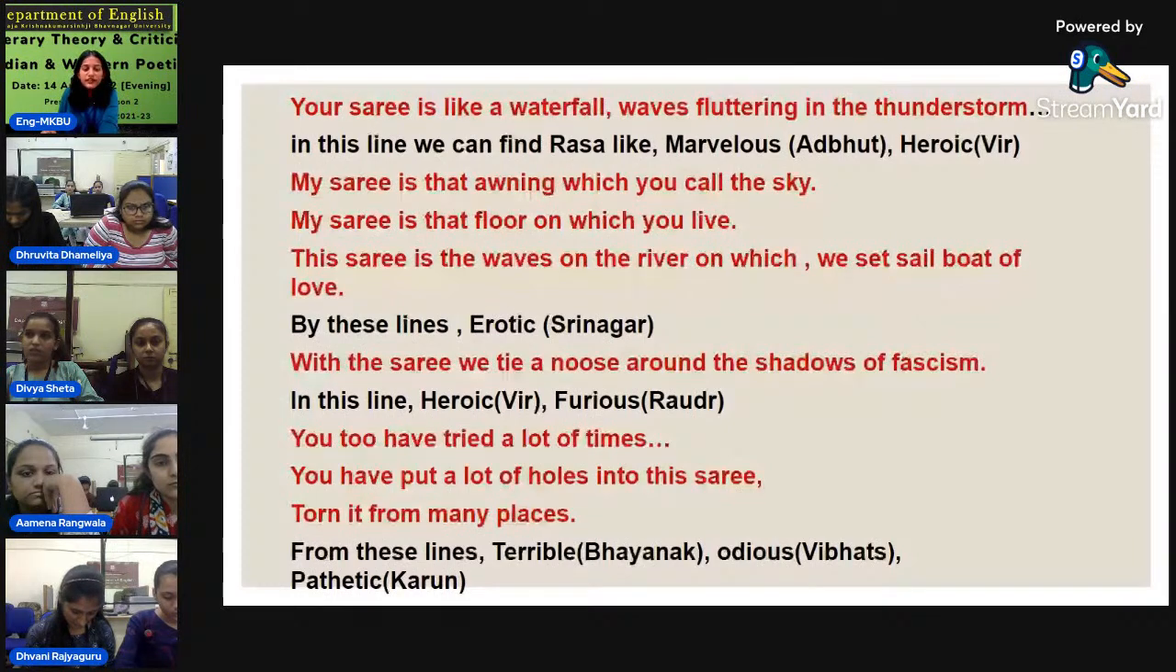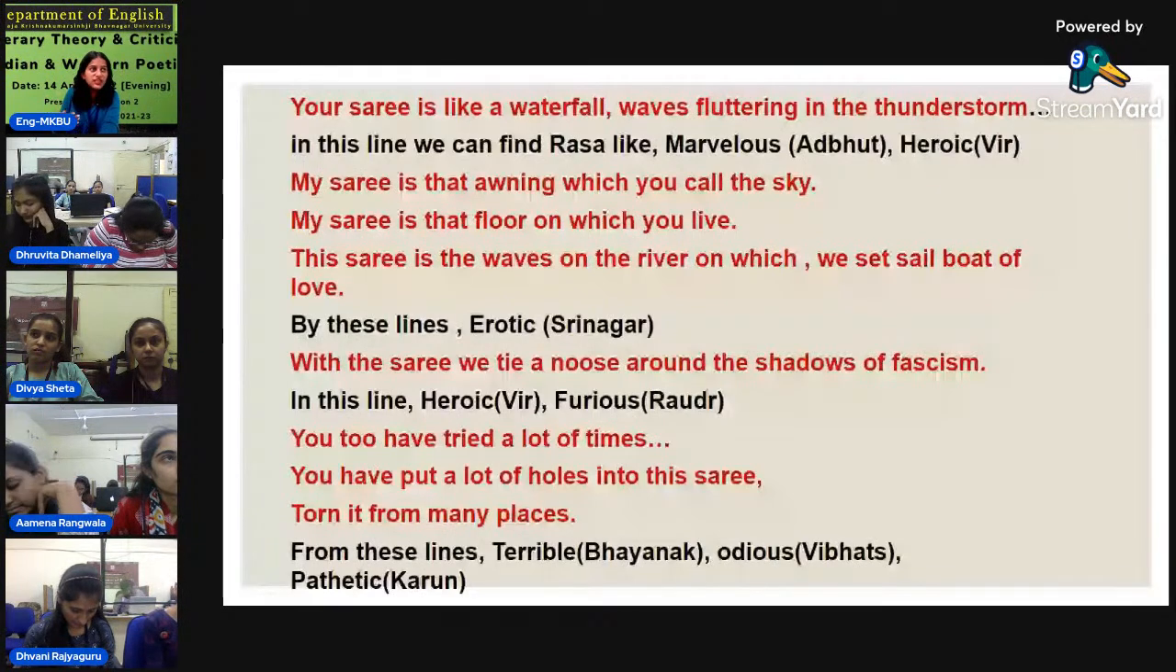With the sari, we tie a noose around the shadows of fascism. And very wonderfully, she has taken references to historical events, wherever women had to face such kind of injustice in the past.